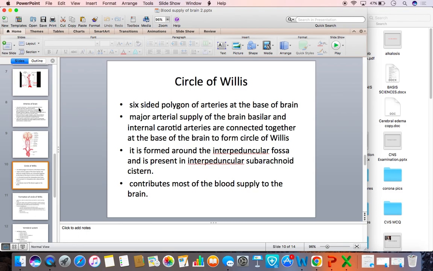Well, circle of Willis. The students are expected to know about the important vascular structure, that is circle of Willis. This is a six-sided polygon of arteries at the base of brain.